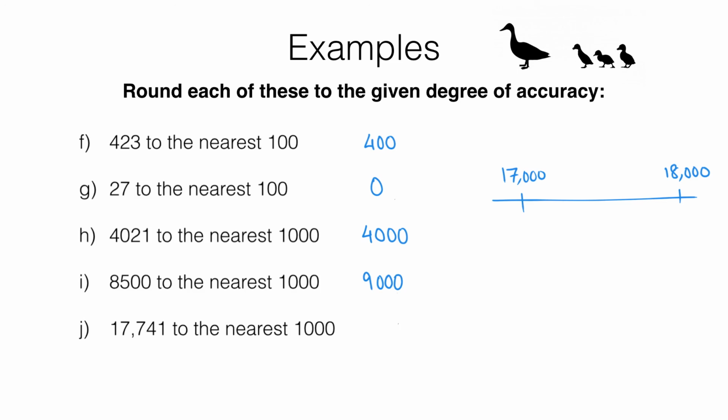Well, let's think about our halfway point first of all. Halfway between that and that is 17,500. Now, 17,741, well, 700 is greater than 500, so 17,741 is somewhere in here. And we can see that is clearly closer to 18,000 than it is to 17,000. So, to the nearest 1,000, we get 17,741 rounding to 18,000.